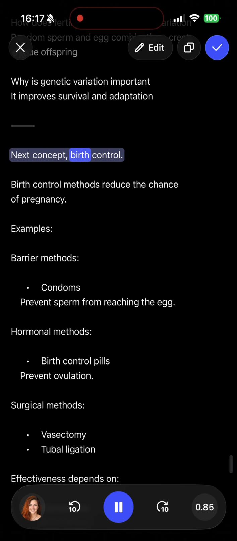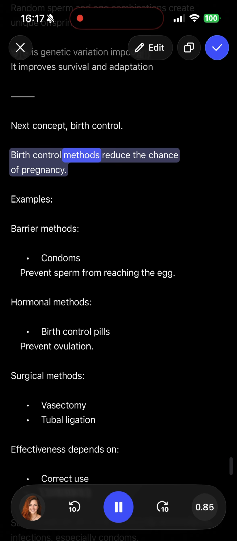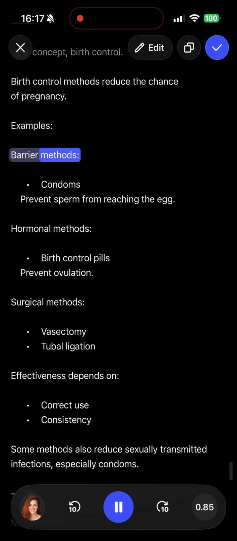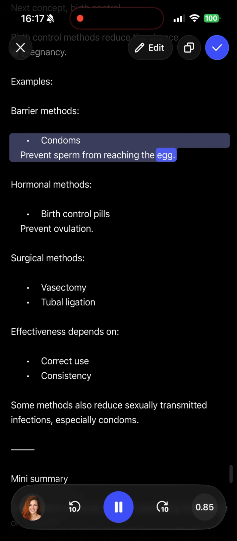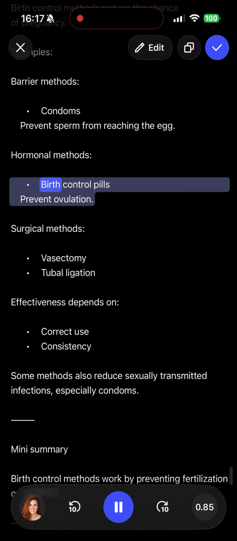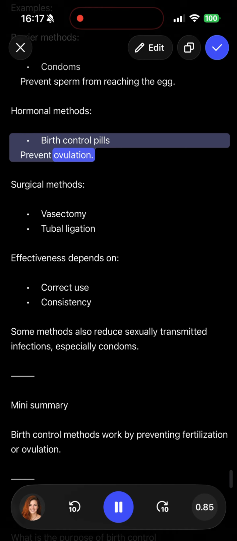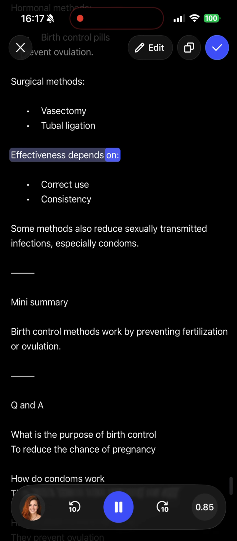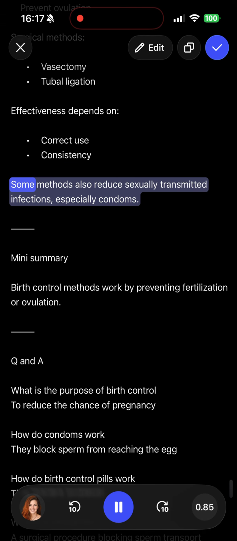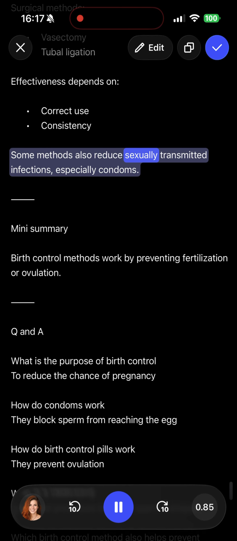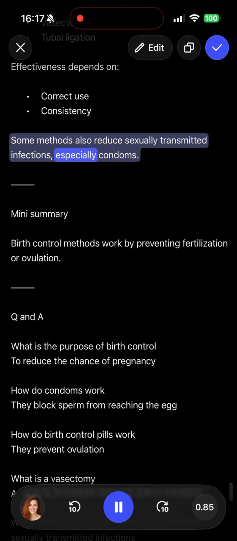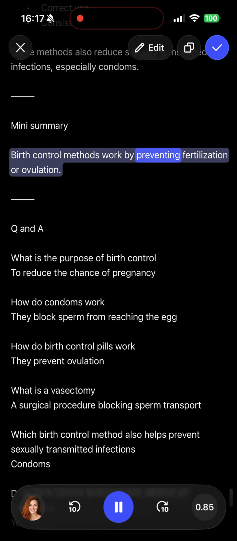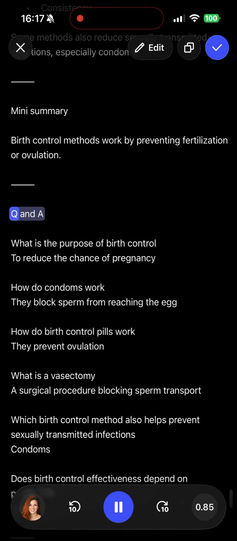Next concept, birth control. Birth control methods reduce the chance of pregnancy. Examples: barrier methods, where condoms prevent sperm from reaching the egg. Hormonal methods, where birth control pills prevent ovulation. Surgical methods, vasectomy and tubal ligation. Effectiveness depends on correct use and consistency. Some methods also reduce sexually transmitted infections, especially condoms. Mini summary. Birth control methods work by preventing fertilization or ovulation.